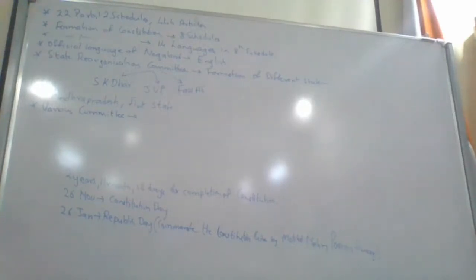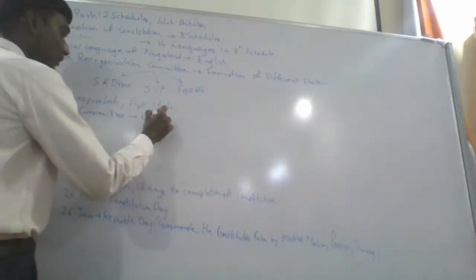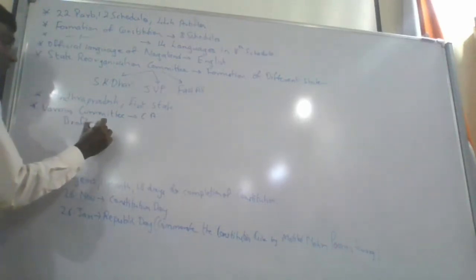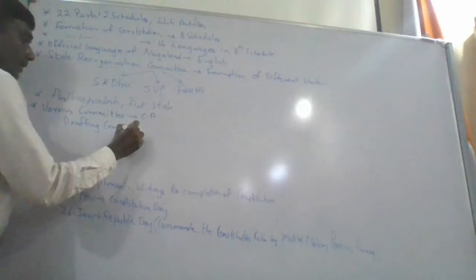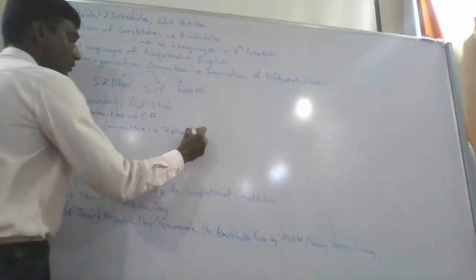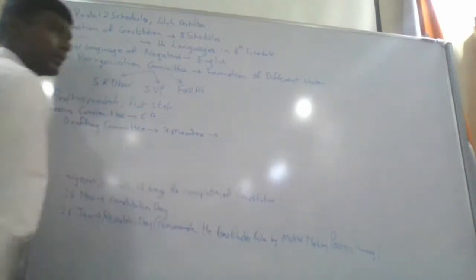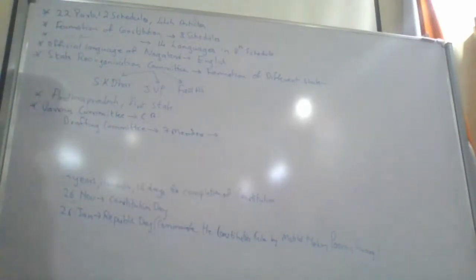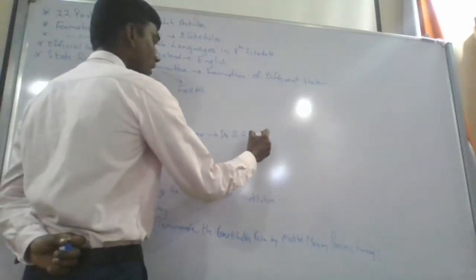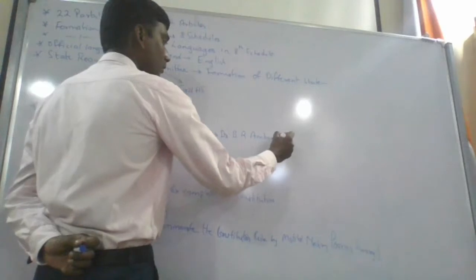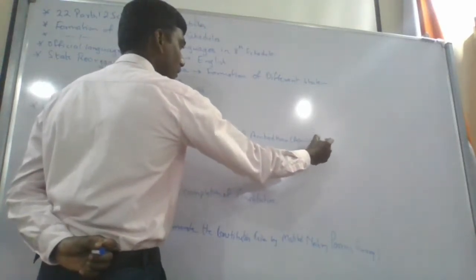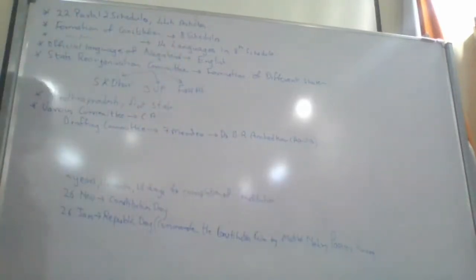Next point. Various important committees in Constitution Assembly. First is Drafting Committee. There were total seven members, and the head of this Drafting Committee was Dr. B.R. Ambedkar. April 14 is his birthday.